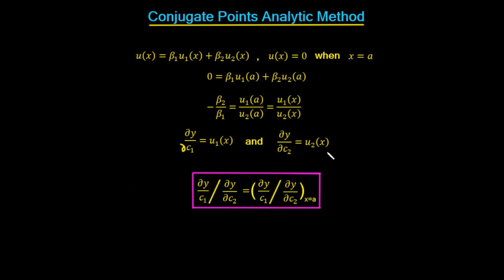So it means then that we can find all the x coordinates of the solutions, that is the conjugate points, if we follow the route here. So we're going to have partial y by partial c1 divided by partial y upon partial c2. That's the ratio of these two here, which is going to be the ratio of our partial y by partial c1 upon partial y by partial c2 at a point where x is equal to A.